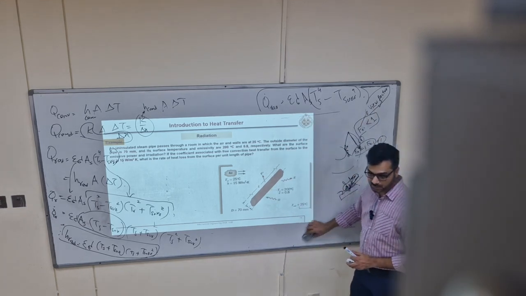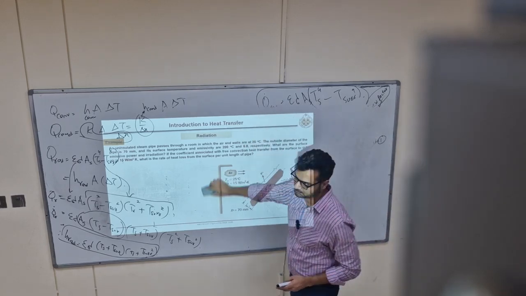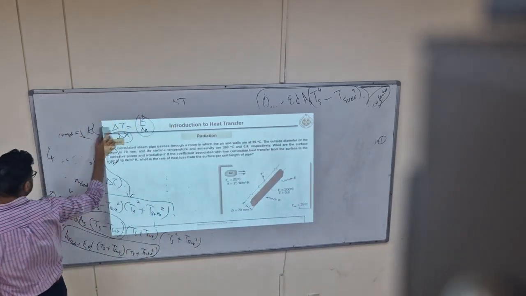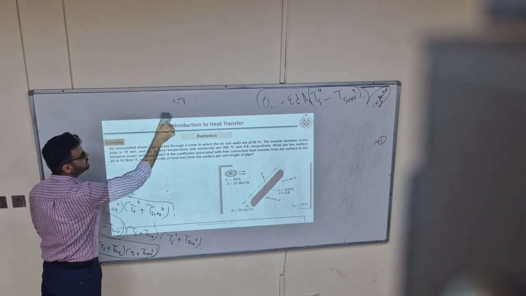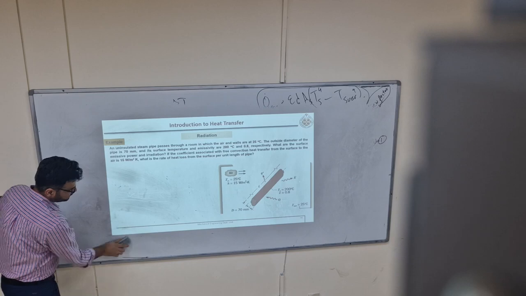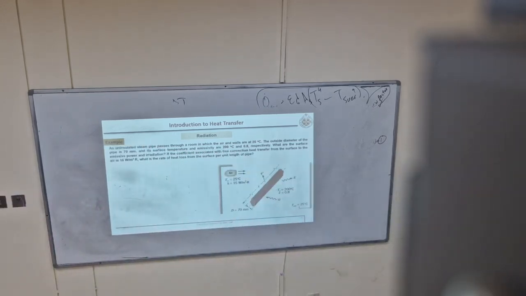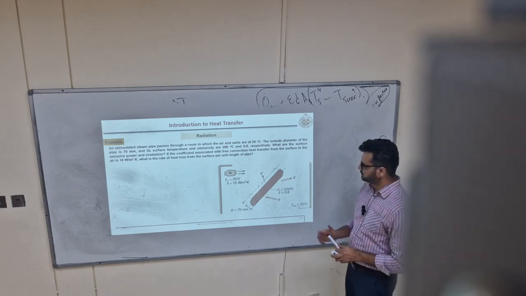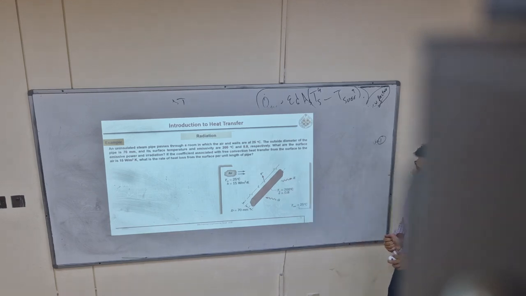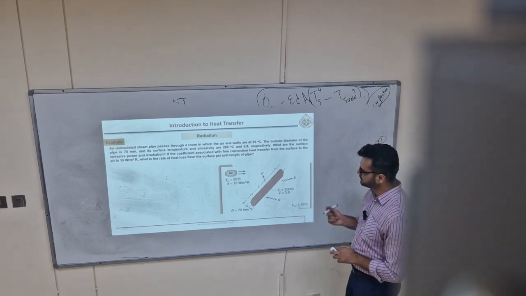Here there is a steam pipe. Again, heating of a room during winters. We are in the Middle East. So heating of a room by steam flowing through a pipe. Okay, so now look at what data is given.